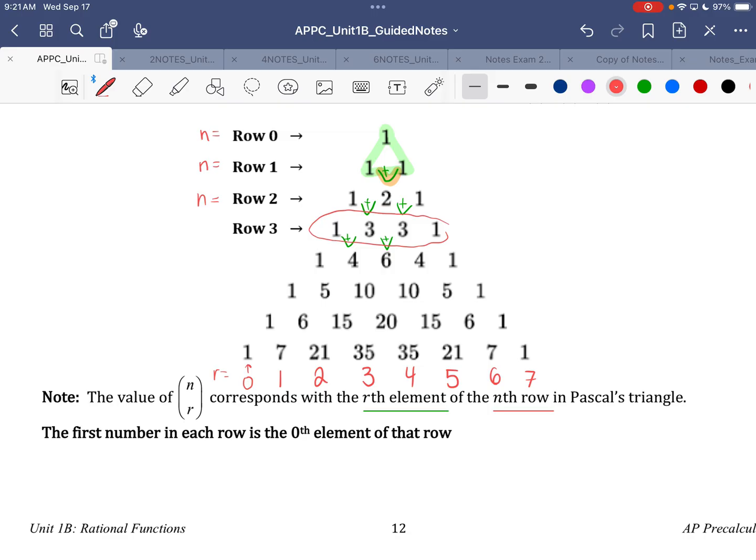But how many terms total did I have? I didn't have 7. Right, there's 8 terms. So there's always one more term than the number that you were taking for the degree.